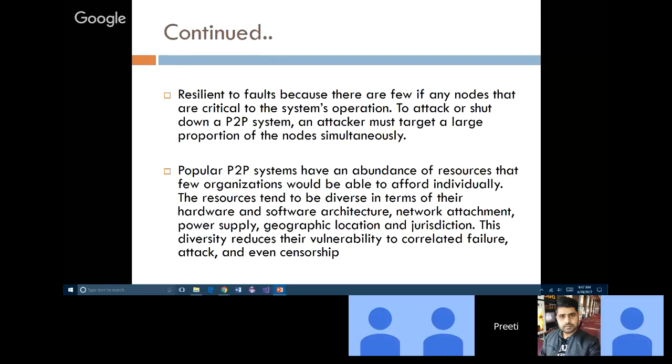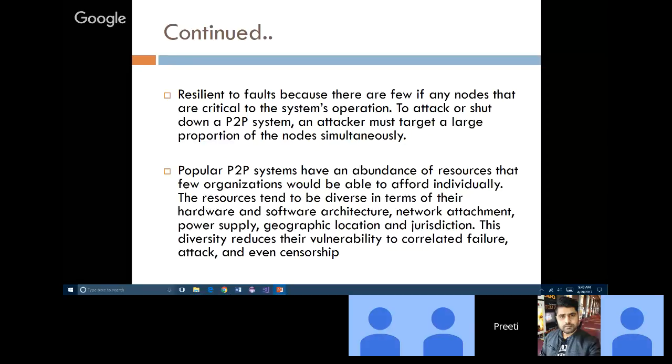The other advantage is that, since each network is very powerful on its own, if an attacker has to attack that particular network, they must attack a very large proportion of the nodes. They cannot breach the system just by attacking one particular node. They have to come up with a very good foolproof plan.